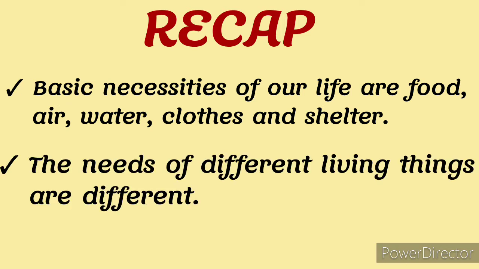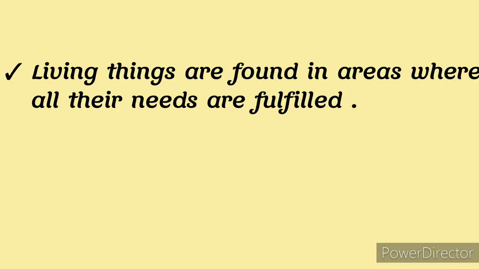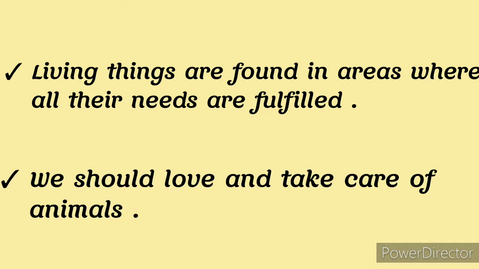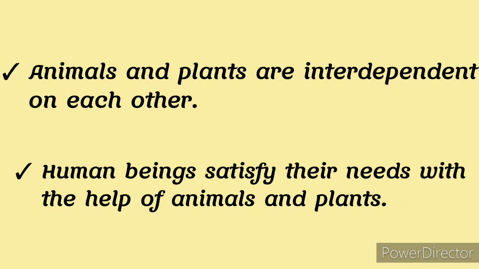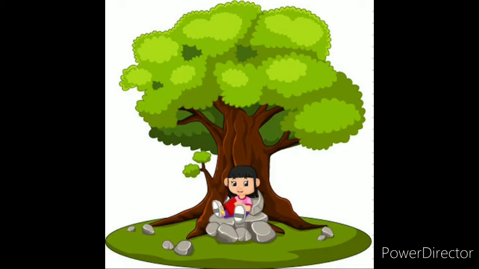The needs of different living things are different. Living things are found in areas where all their needs are fulfilled. We should love and take care of animals. Animals and plants are interdependent on each other. Human beings satisfy their needs with the help of animals and plants. Just as we need animals, we need plants too.